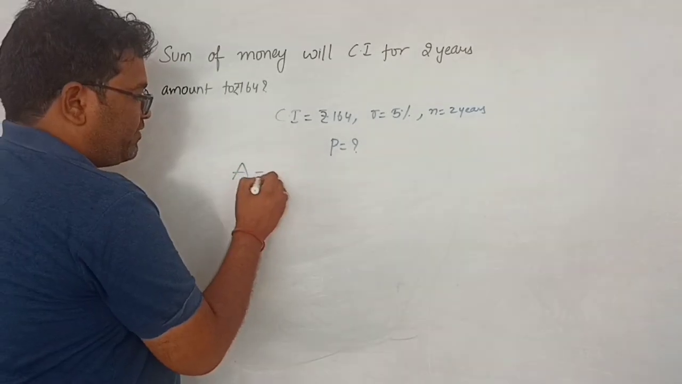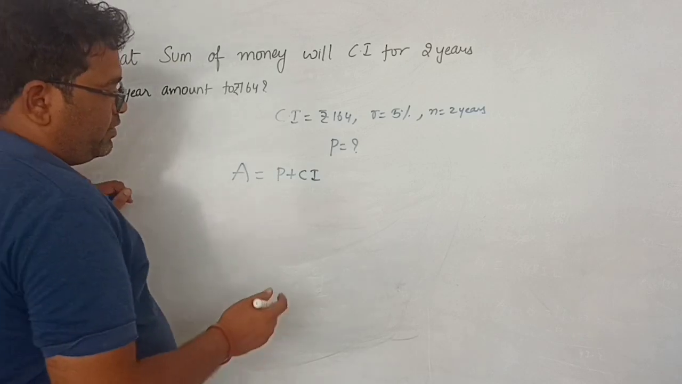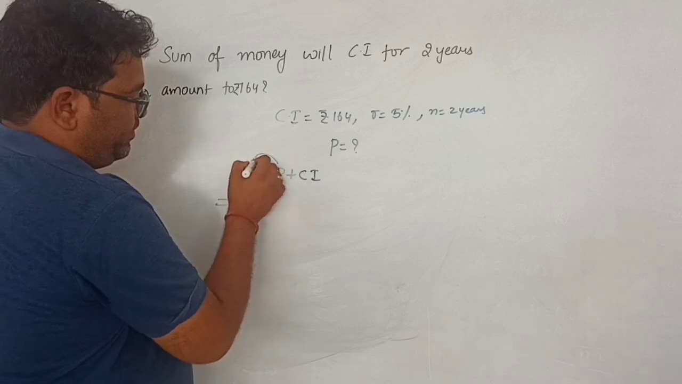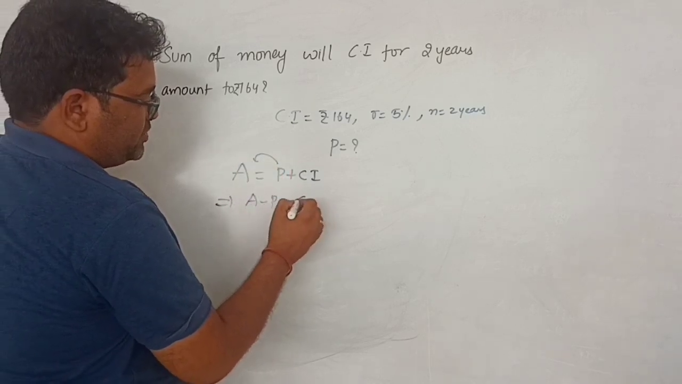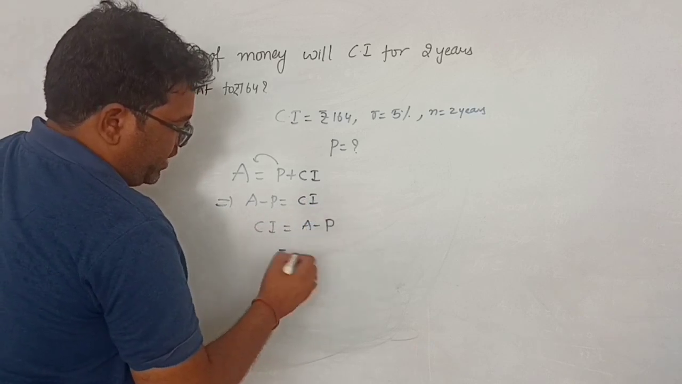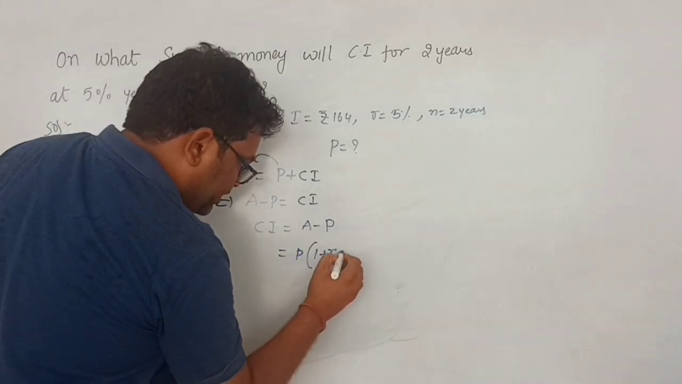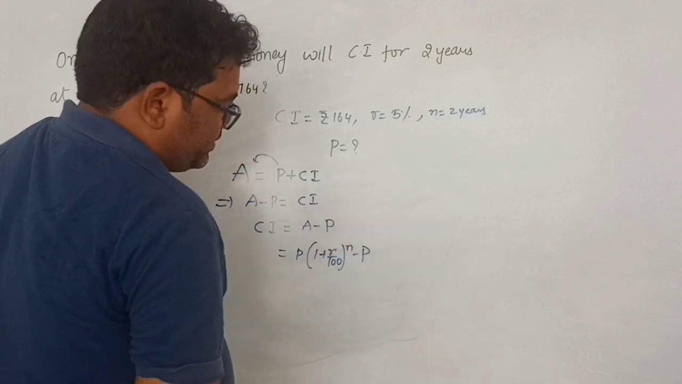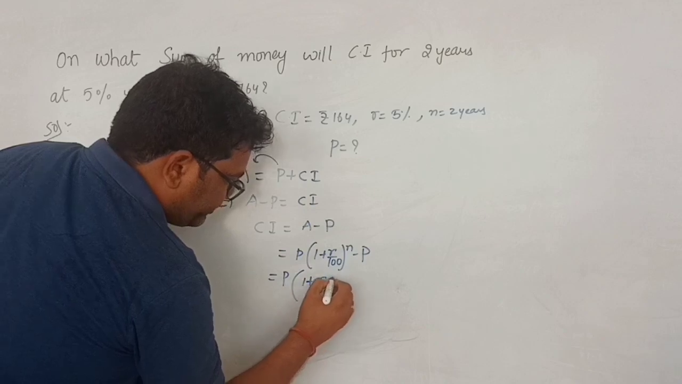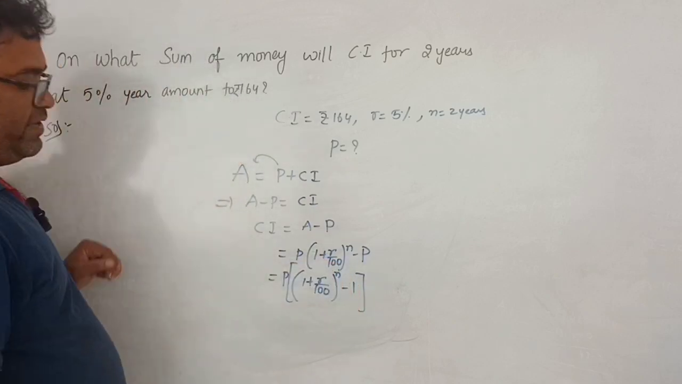Amount formula: A is equal to P plus CI. So here, you take P to the left hand side, A minus P is equal to CI. Then CI is equal to A minus P. What is the A formula? A is P into (1 plus R by 100) whole to the power of N, minus P. If you take P as common, you will get (1 plus R by 100) to the power of N, minus 1.